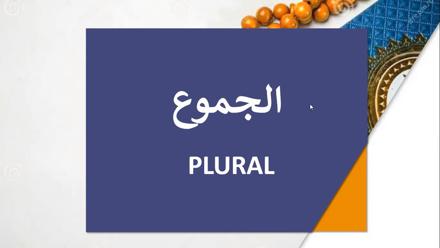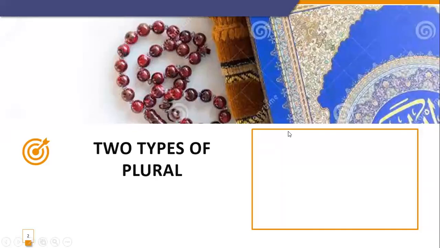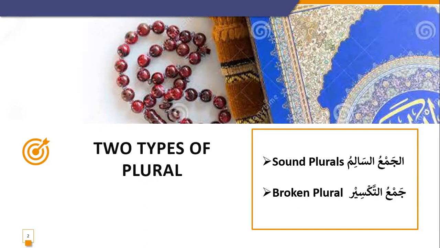Today we are going to do the last chapter in advanced structure, which is al-jam'u, which means plurals, and what are the implications of using different kinds of plurals in the text. So let's get started. We know that there are two types of plurals: sound plurals, which are called al-jam'u al-salim, and broken plurals, which are called jam'u taksir.